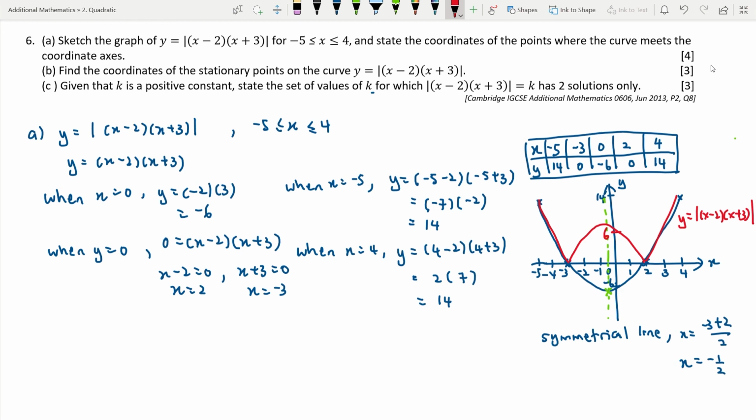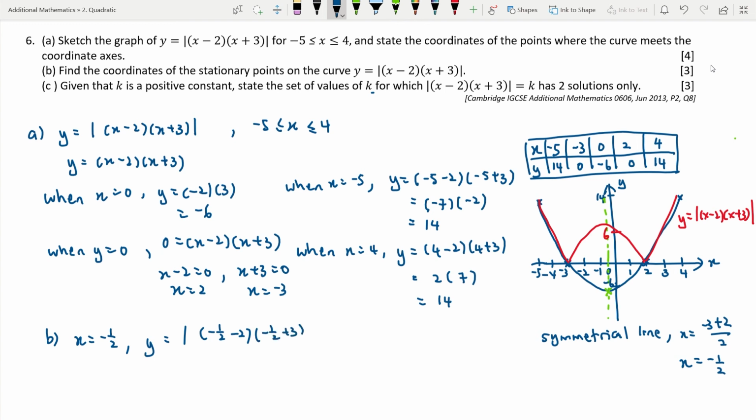B. Find the coordinates of the stationary point on the curve y is equal to modulus x minus 2, x plus 3. Since we already obtained the axis of symmetry just now, which is x is equal to -1/2, the stationary point occurs at the axis of symmetry. To find the coordinates of the stationary point, we just substitute x equal to -1/2 into the equation y.